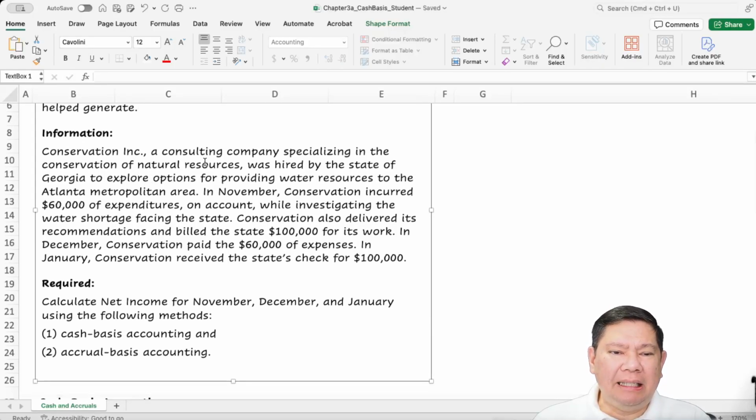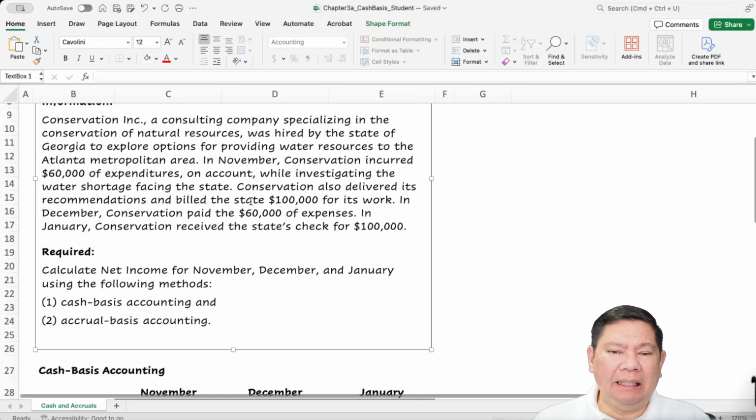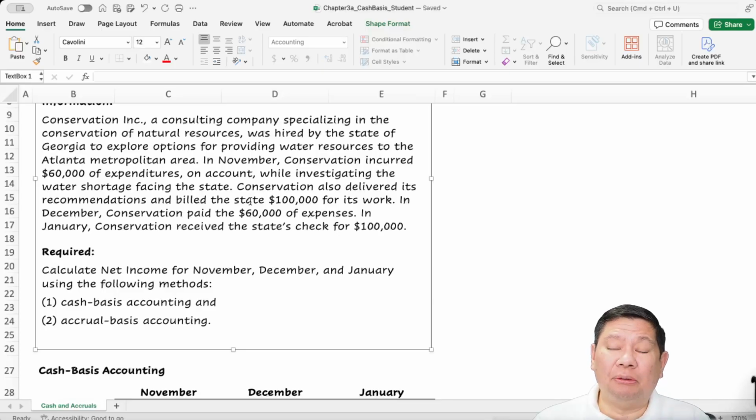Okay, Conservation, a consulting company specializing in the conservation of natural resources, was hired by the state of Georgia to explore options for providing water resources to the Atlanta metropolitan area. So that's the assignment. In November, Conservation incurred $60,000 of expenditure.